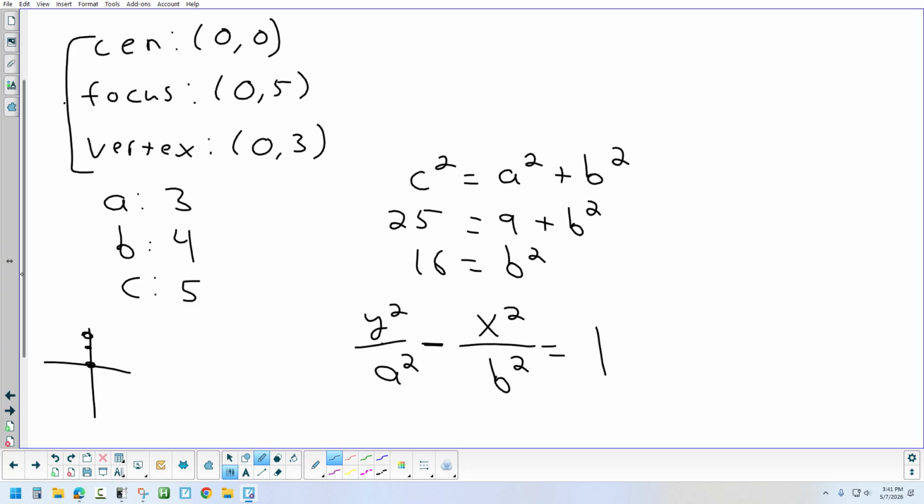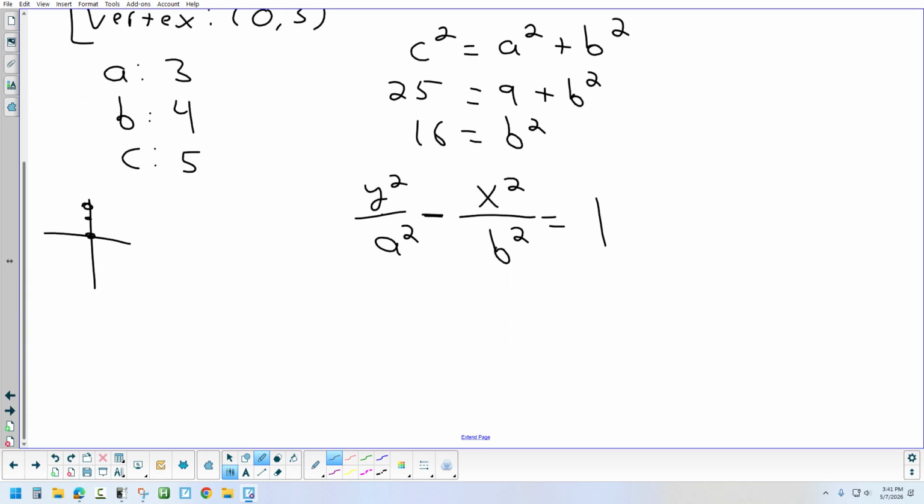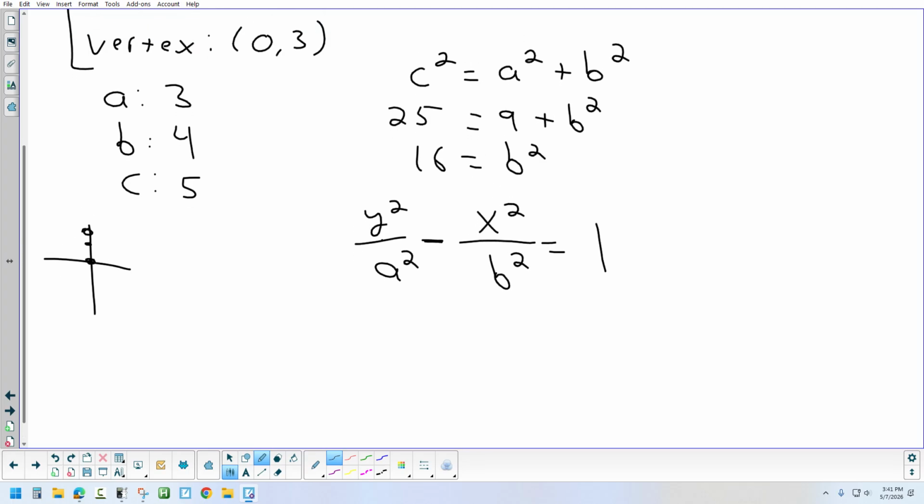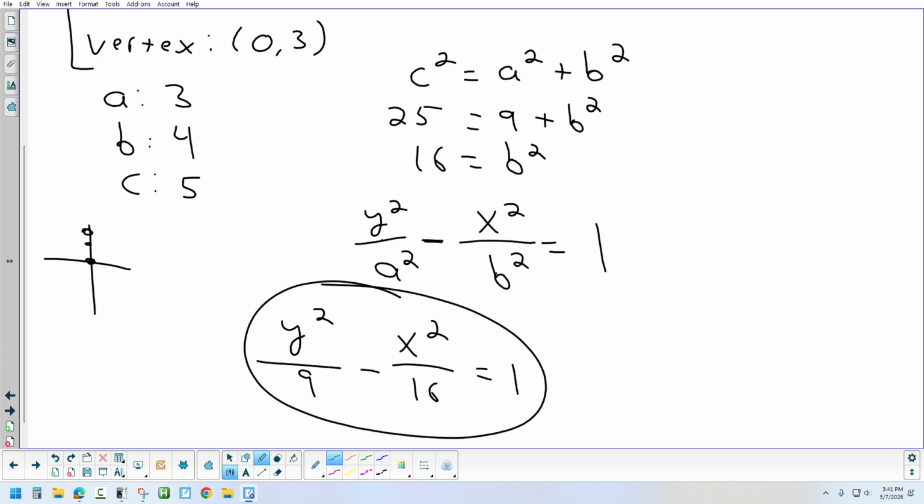We have everything we need to plug in. Can you tell me what the equation of this hyperbola would be? Y squared over 9 minus x squared over 16 equals 1. Perfect. Yep. And that's your equation.